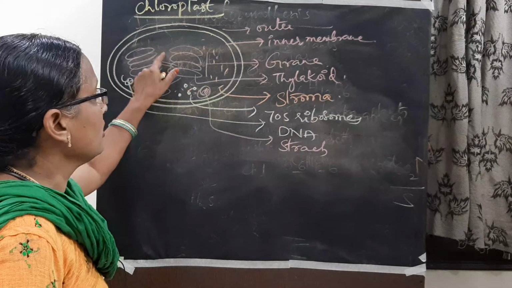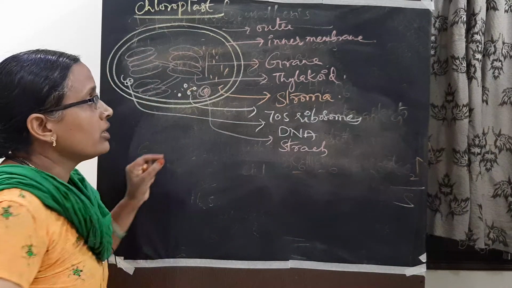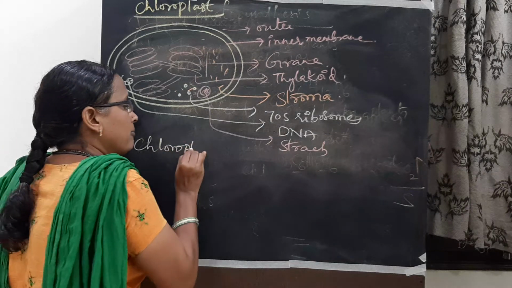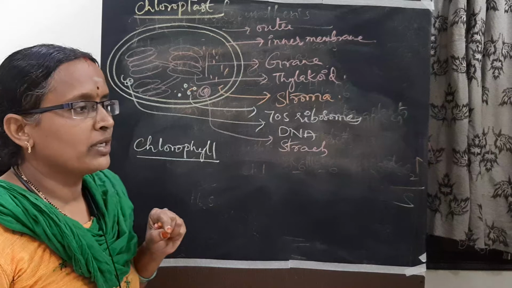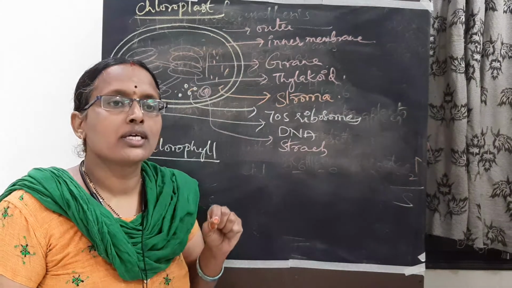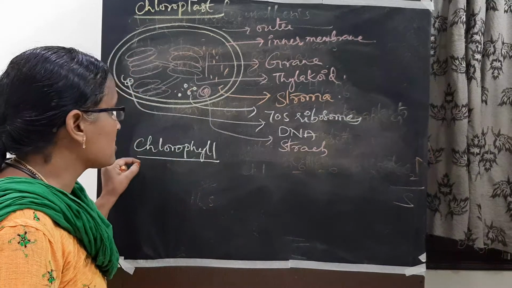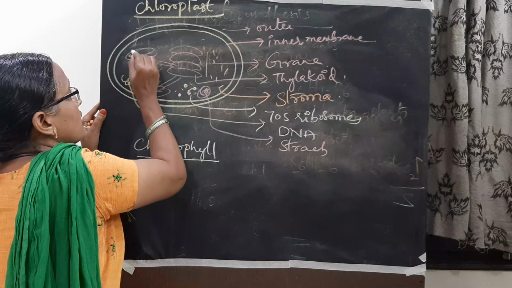Okay, this is the structure of chlorophyll. There are three types of pigments: chlorophylls, carotenoids and phycobilins. All these pigments are present in the plants. So chlorophyll pigments are present on the thylakoid.